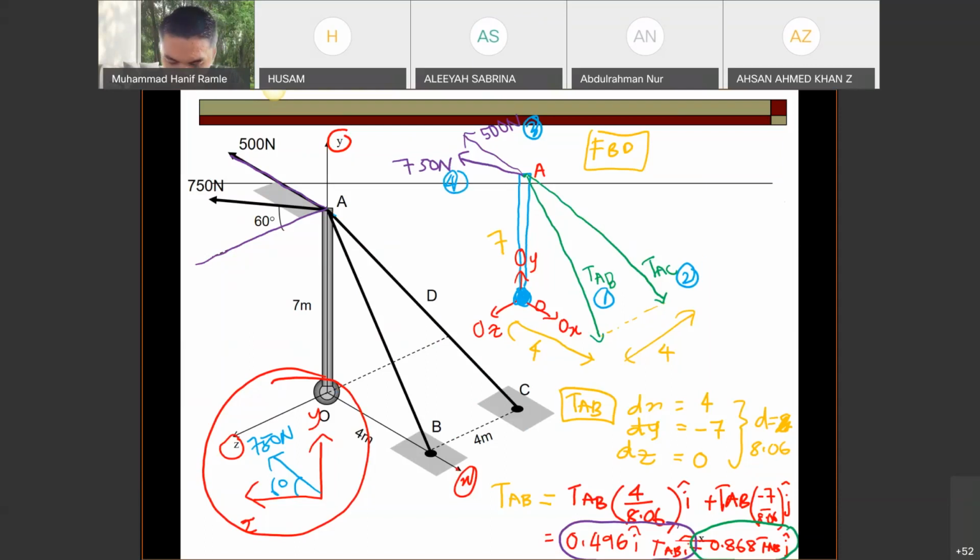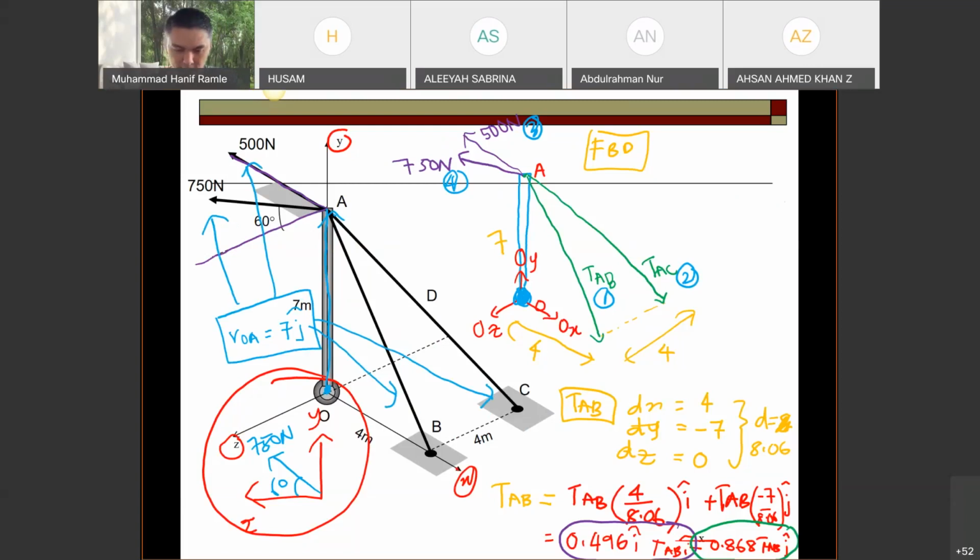For TAC, TAB, the r can be got from here, the easiest one, which is r_OE is equal to 7k. Same goes for the others, because it is the same point. This is the only r for all forces, for this force, for this tension, for this tension. Straightforward.